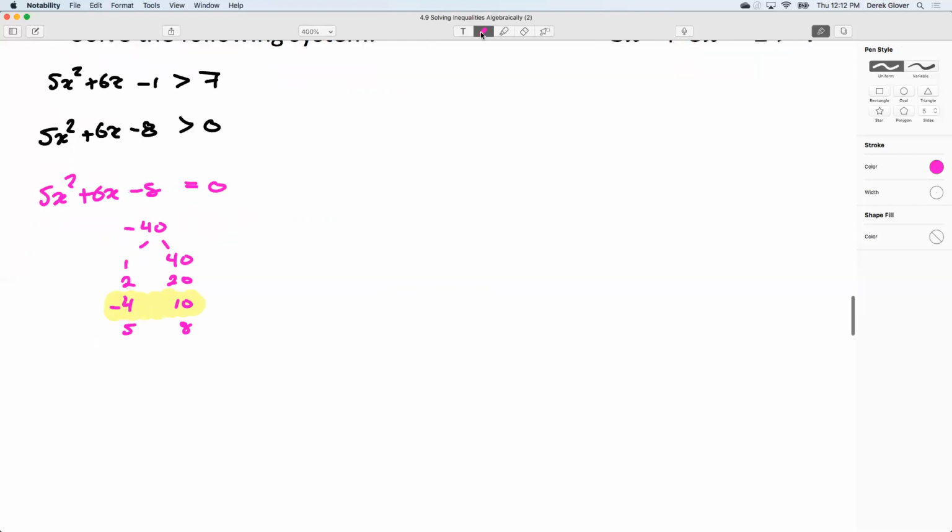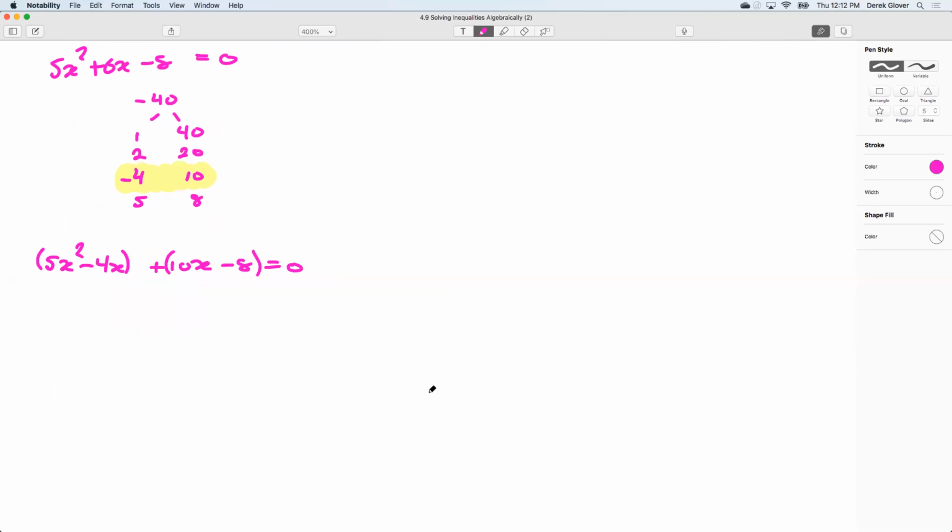So this should work. We can now split the middle term up. So let's go 5x squared minus 4x plus 10x minus 8 equals 0. And remember, I like to put the negative sign first because then I don't run into problems when I throw brackets around each term. And now we just have to factor what we can out. This one, all we're going to be able to factor is an x. So we can go x times 5x minus 4. And this one, we're going to be able to factor out a 2.